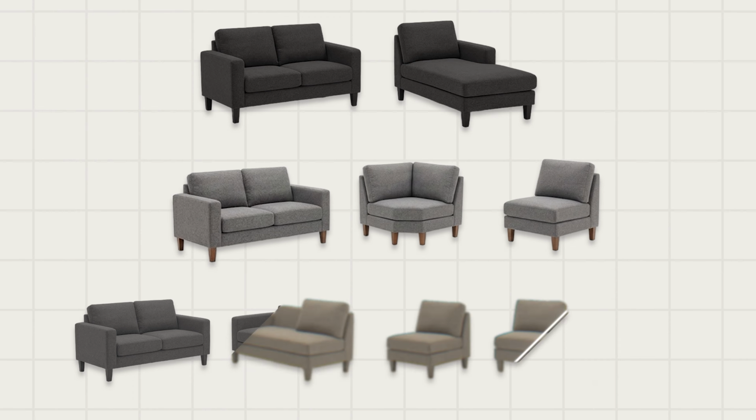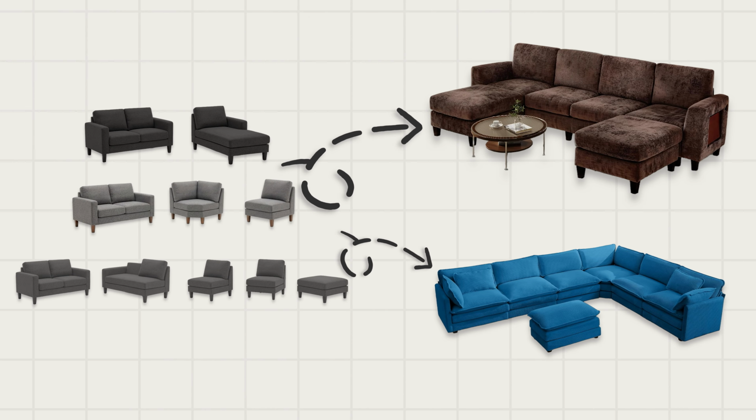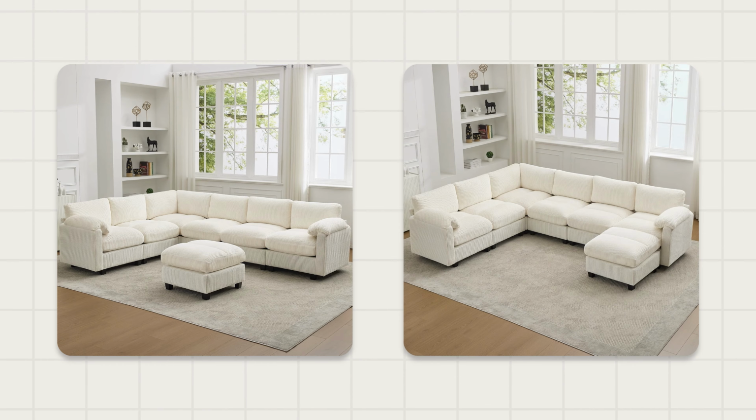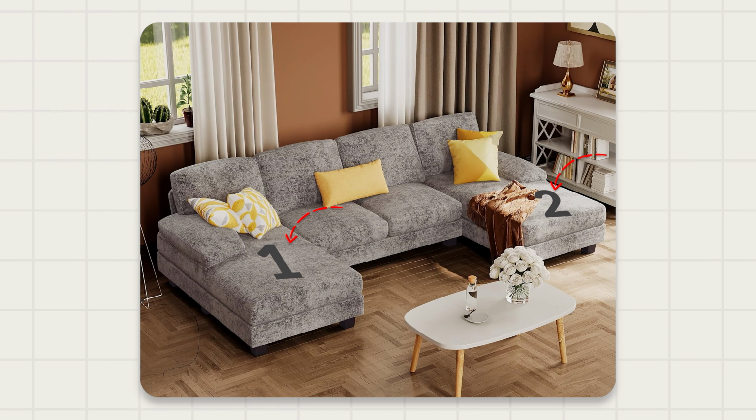Sectional sofas consist of 2, 3, or even 4 or more sofa pieces that connect together to form an L-shape or U-shape configuration. And the L-shaped version typically includes a corner piece and a chaise extension, while U-shaped models usually feature 2 chaises or additional seating sections.